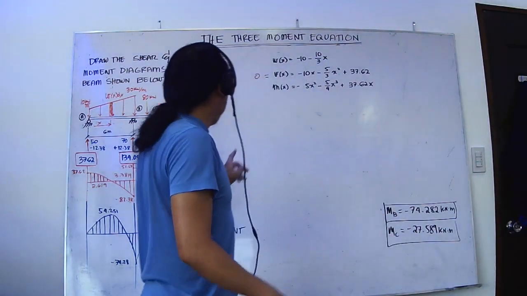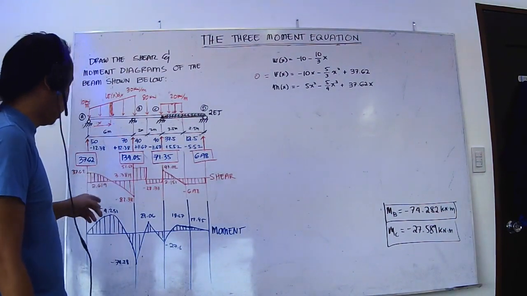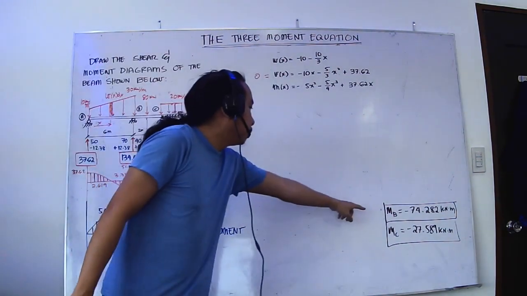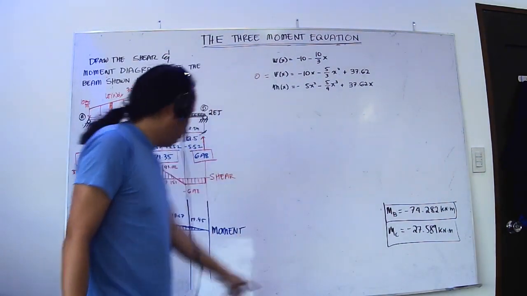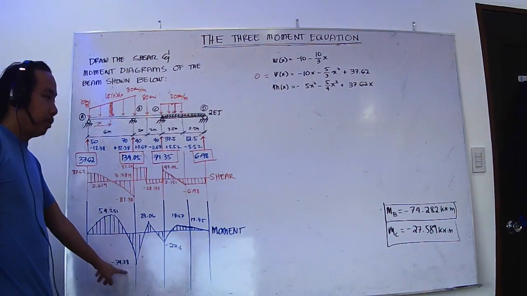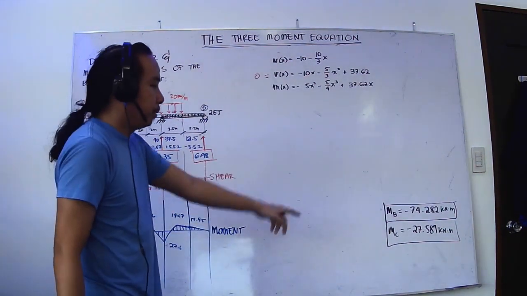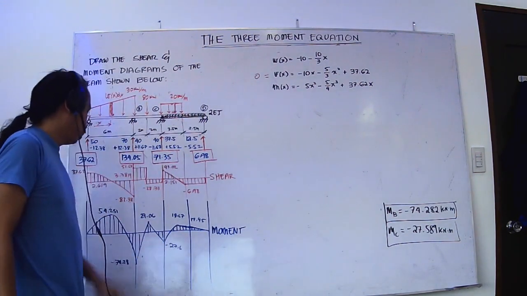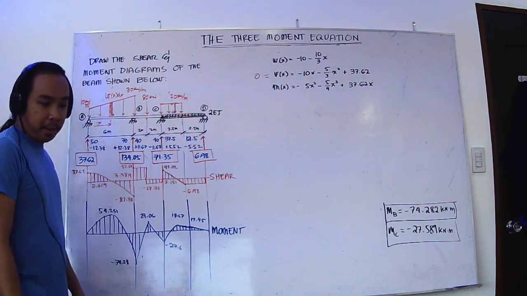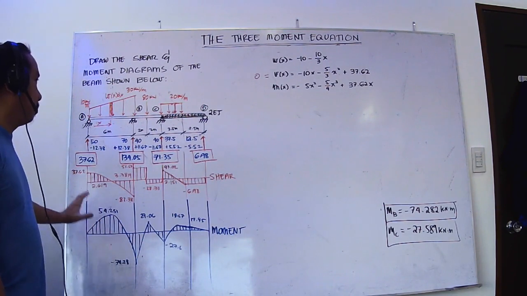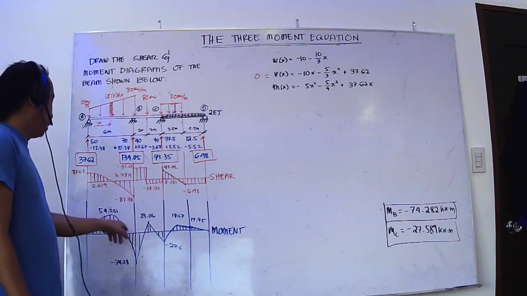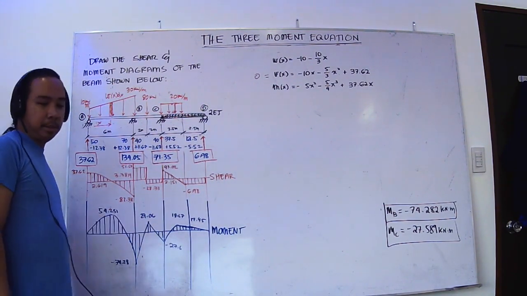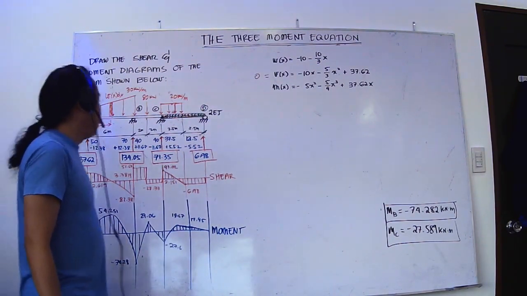I added additional points here. You have 74.282, 74.28, 27.589, 27.6. Okay. This is another way to check that what was done with the three-moment equation is correct. The answers are the same. Okay, thank you.